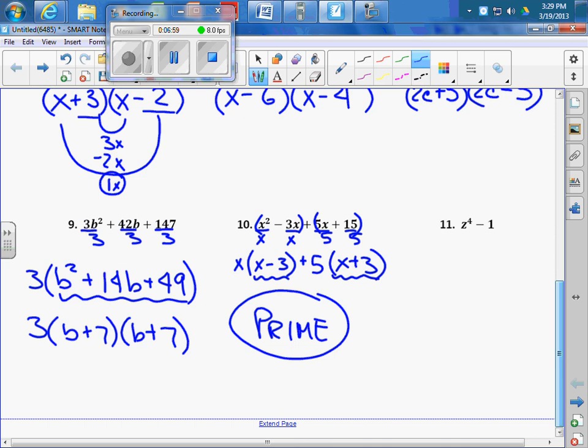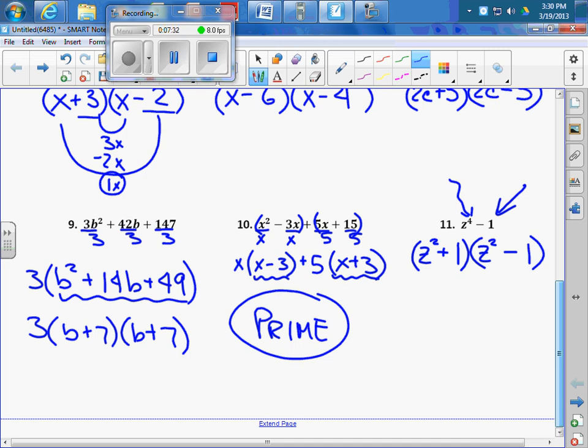Z to the 4th minus 1. This is a difference of two squares. Remember, 1 is a perfect square. You got to remember that. And then anytime you have an even exponent, you have a perfect square. So z to the 4th minus 1 is a difference of two squares. So how are we going to break that up? Well, we need two sets of parentheses. Z squared and z squared, square roots of z to the 4th. 1 and 1, square root of 1. 1's plus and 1's minus.